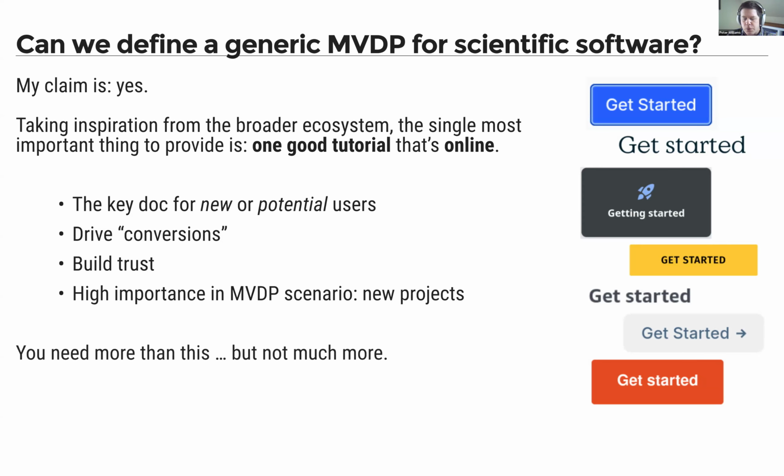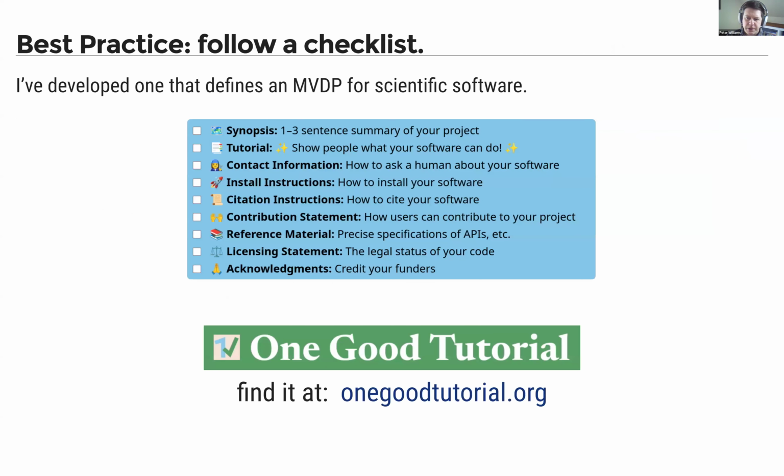My claim is that for your MVDP, this is the most important thing. You need other things, but honestly, not a whole lot more. And so what I developed as part of my project is a checklist. This checklist essentially defines a minimum viable documentation product for scientific software. It's got 9 items, which you can see here.